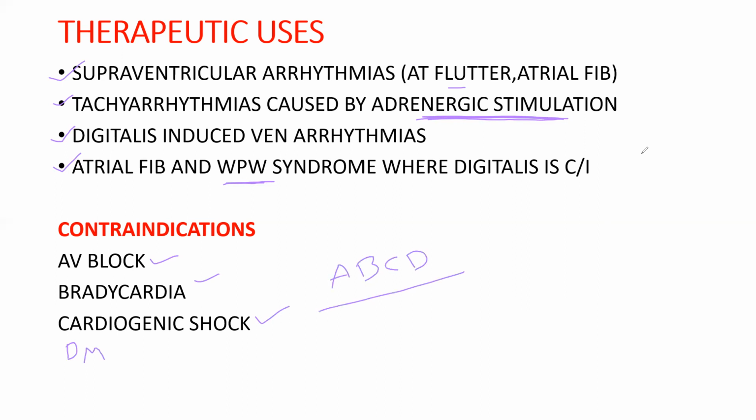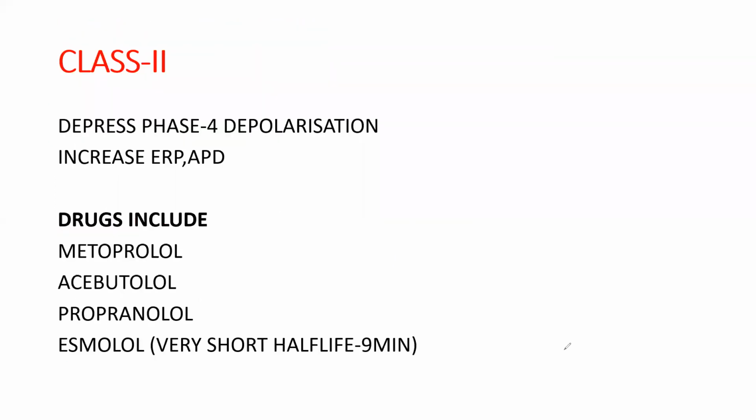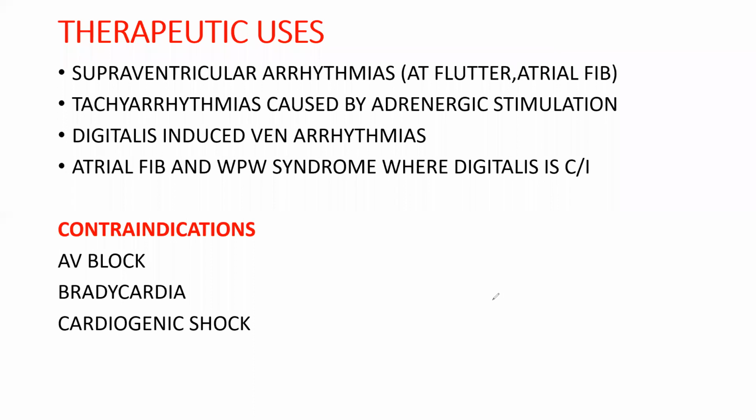Asthma, AV block, bradycardia, cardiogenic shock, and diabetes mellitus. These are the contraindications for beta blockers. So, class 2 drugs: if they ask about class 2 antiarrhythmics, just write the properties, the drugs, 4 therapeutic uses, and 4 contraindications, that is A, B, C, D: AV block, bradycardia, cardiogenic shock, and diabetes mellitus.